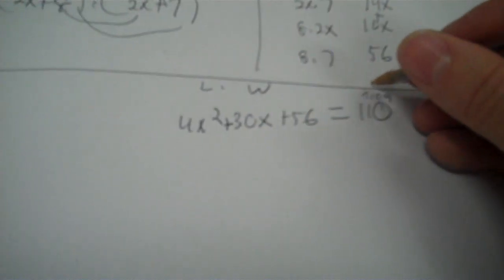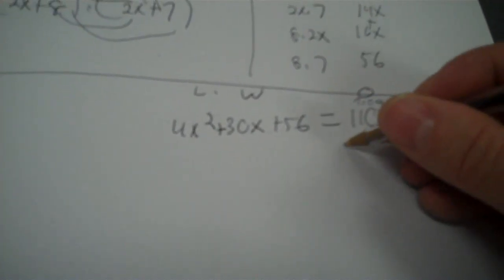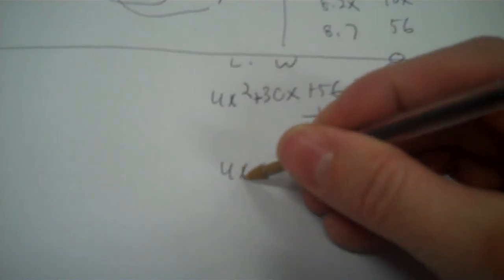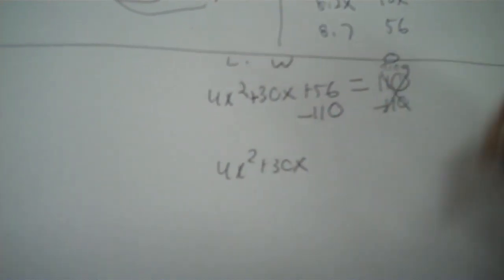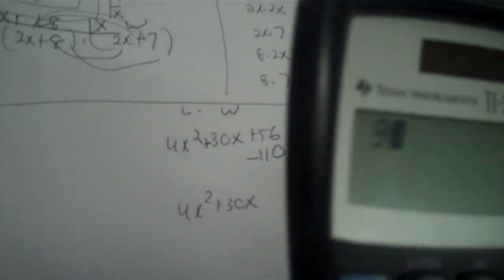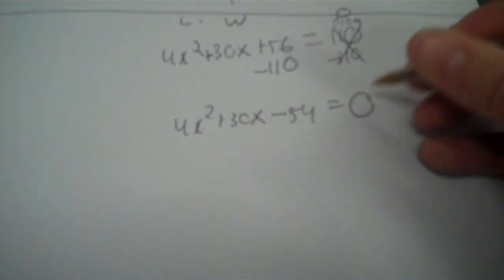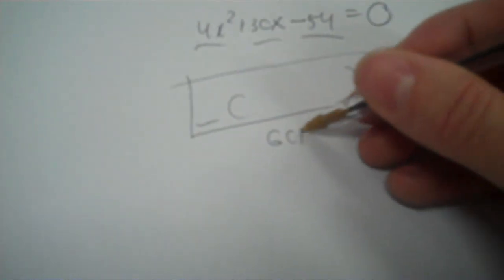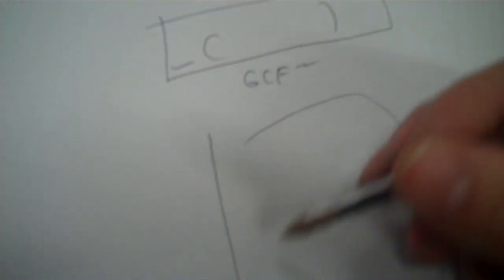It's a quadratic. You have to have the equals 0. I need a 0 there. I don't have it, so I minus 110, and I can do that nicely with the 56. So it's in simplest form. Okay, 56 minus 110 is going to be negative 54. And now you got 3 terms to factor. So GCF, followed by the table.